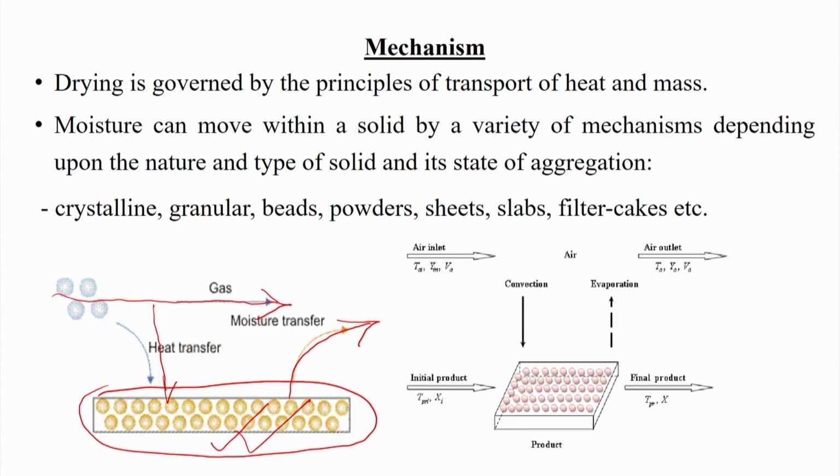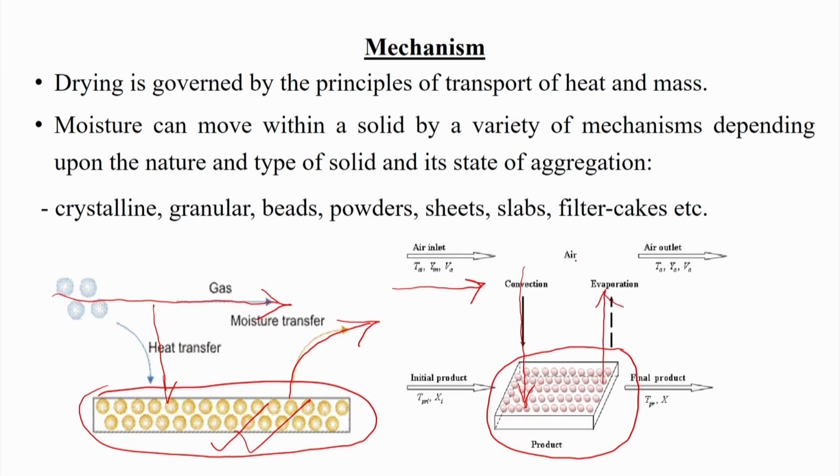Here, schematically, it is shown that a particular product we want to dry is placed in a tray, and air is entering with temperature TAI, the initial temperature, with humidity YI, and air velocity VA. And then due to this convective heat transfer, heat will be transferred from this hot air to this wet solid, and evaporation will take place.